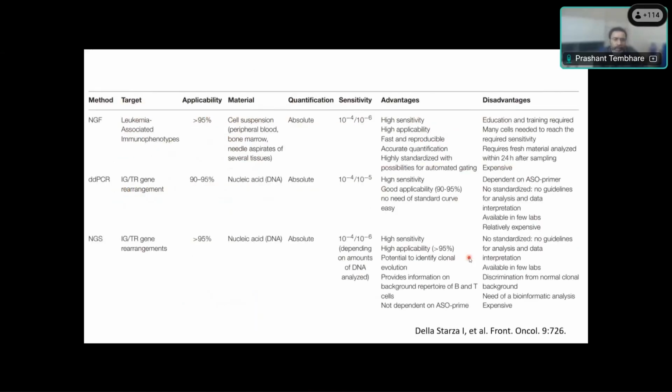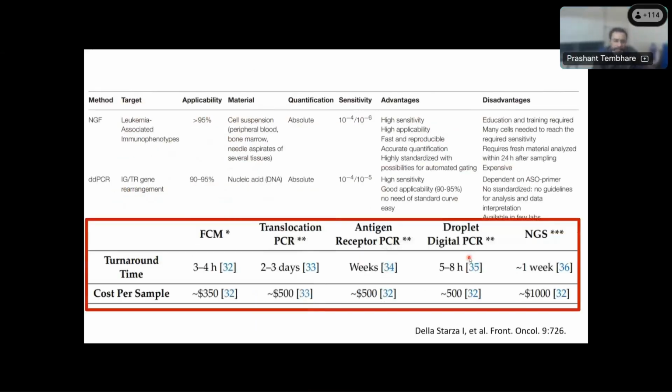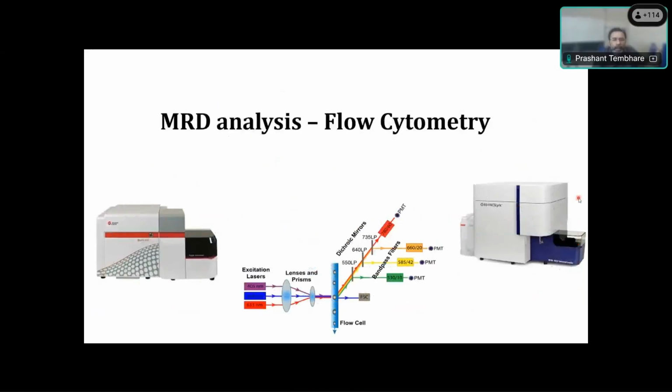Okay, I already mentioned this. The main advantage, as I already mentioned, if you look at the turnaround time, flow cytometry is 3 to 5 days. For PCR, it is 2 to 3 hours. For the antigen receptor, and for droplet PCR also, it is fast, within a day, but NGS takes longer. Okay, so that was about the different methodologies.